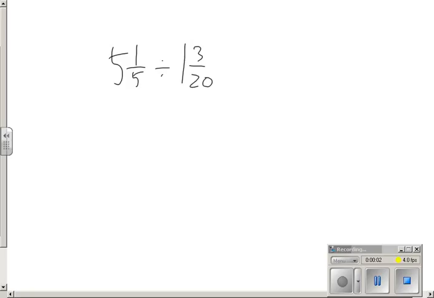Question number 21 of the review says, divide 5 1/5 by 1 3/20. And you're going, this looks kind of complicated. I don't know what to do.